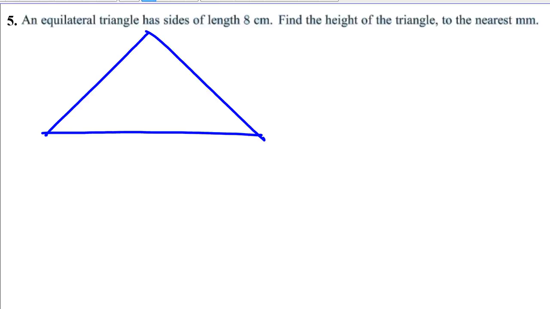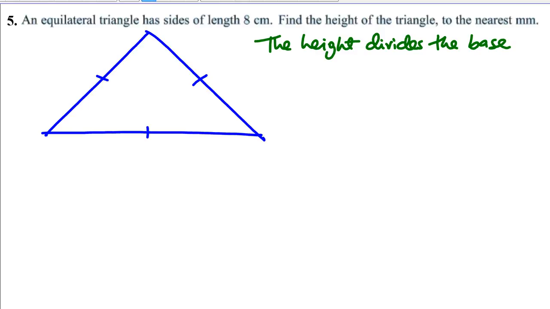The height of this triangle, remember it's an equilateral triangle, which means that this side is equal to that side, which is equal to this side. And we know that the height divides the base at right angles.